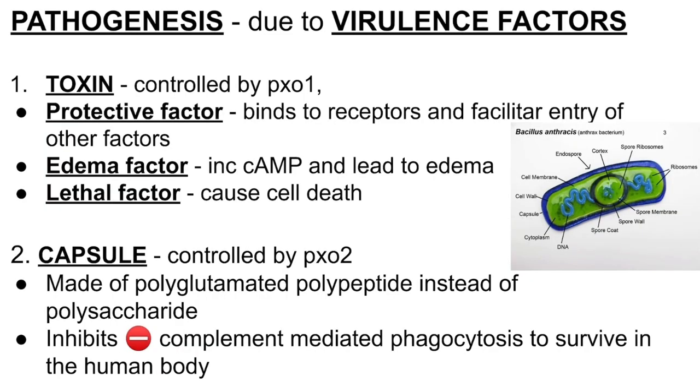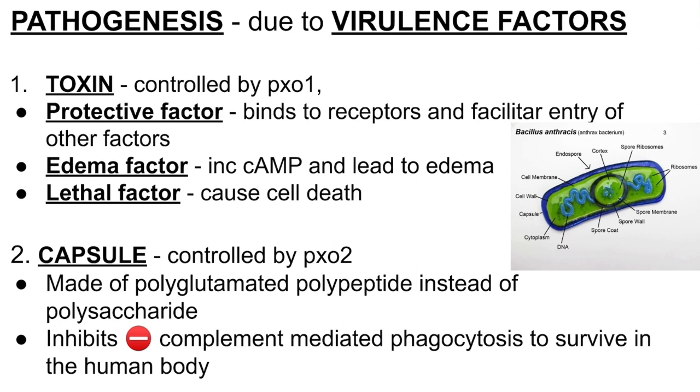Pathogenesis is due to the virulence factors. In Bacillus anthracis there are two virulence factors: first its toxin and second its capsule. The toxin is controlled by plasmid PXO1. Under toxin, you have to remember three factors: protective factor, edema factor and lethal factor. As the name suggests, edema factor leads to edema and lethal factor can cause cell death. The protective factor binds to the receptor and allows the edema factor and lethal factor to enter the cell.